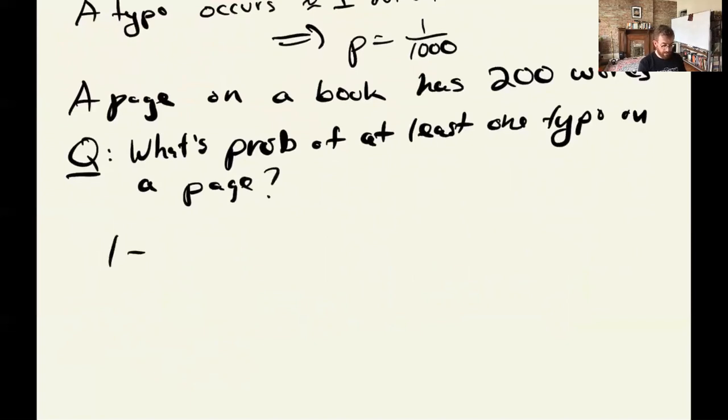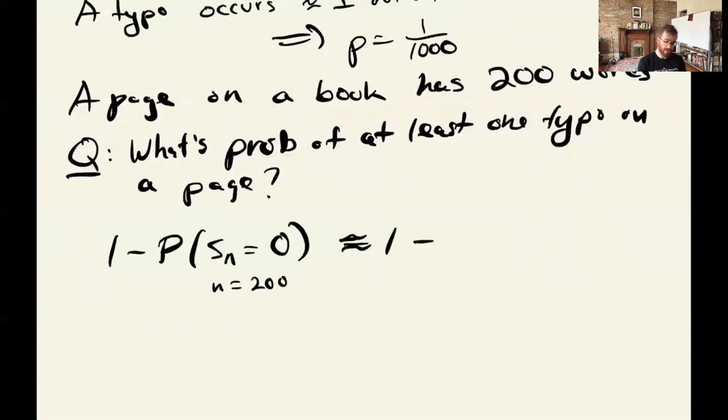And again, what we do is we take 1 minus the probability of no typos, i.e. Sn equals 0, and again, n here is now equal to 200. And so this ends up being approximately equal to 1 minus e to the minus lambda. Now what's lambda? And again, this might seem like a lot of math, but at the end of the day, all you need to do when you're using the Poisson formula is figure out what's lambda, what's k. In this case, lambda is gonna be n times p. So lambda equals n times p, which is 200 times 1 out of 1,000, which is 0.2 or 20%.